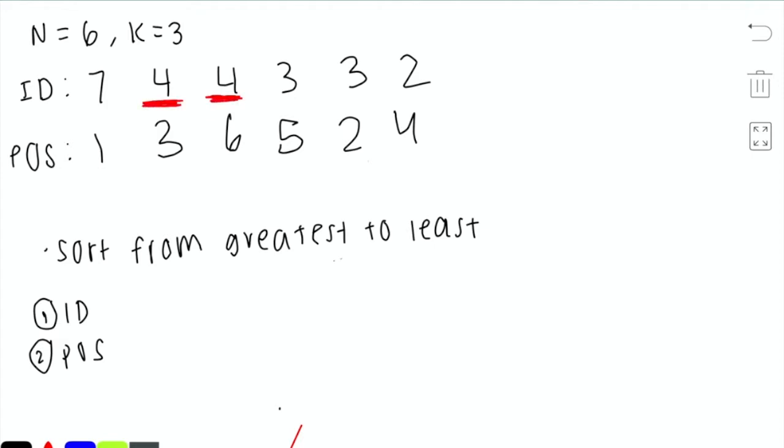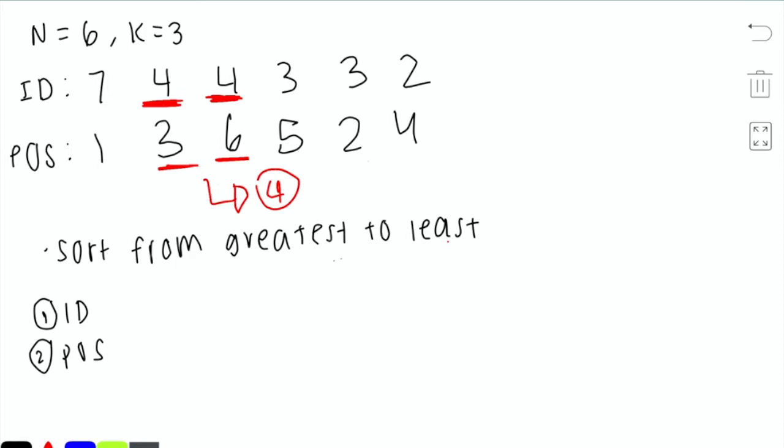Yes, they are equal. And is the difference between their positions less than or equal to k equals 3? And it is. So here we've immediately found a pair of cows that meet these two conditions, and therefore we have our answer, which is just 4, the breed ID. And so the time complexity of this solution would be O of n log n because of the sorting.